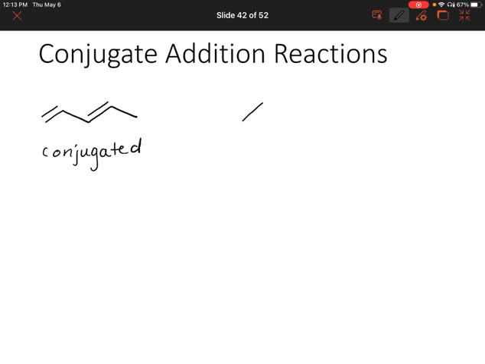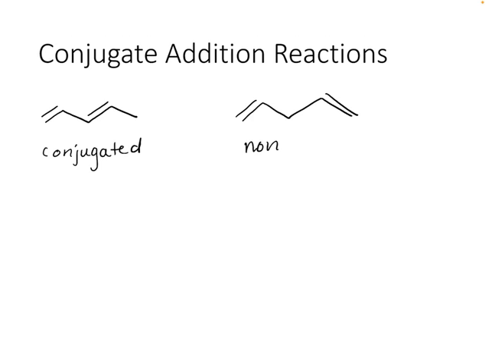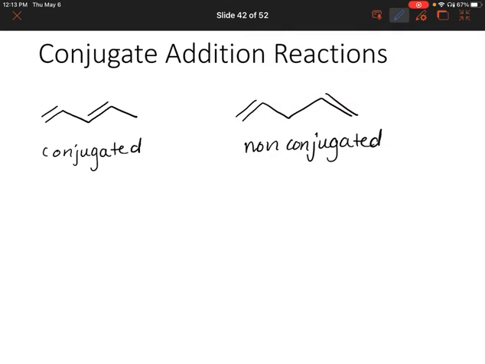However, let's say those double bonds were separated by more than one single bond. That would be a non-conjugated system. And we have an sp3 carbon in the middle, which is what also tells us we have a non-conjugated system.